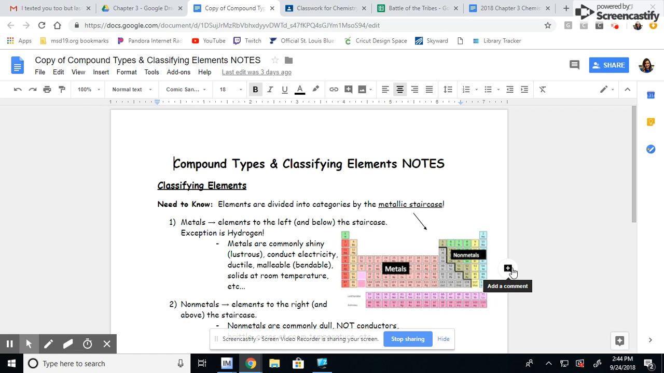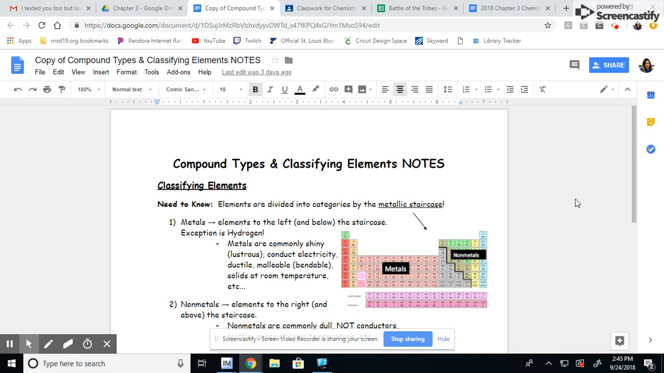Today your notes are about compound types and classifying elements. This is going to be super important because this is one of those things that you guys will use all year long, forever and ever in chemistry. The main focus of these is just the difference between metals and nonmetals. Okay, I'm not going to go into all of the different characteristics. You guys can read those; they're written below. I'm just focusing on recognizing the difference between the two of them and what it means.